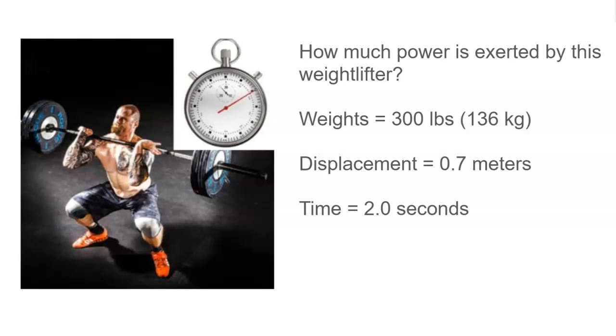Now let's take a look at this weightlifter and answer the question, how much power is exerted by this weightlifter? So let's just say that the weights are 300 pounds, which is about 136 kilograms. This weightlifter does a front squat, which pushes the weight up a displacement of 0.7 meters, and it takes him 2 seconds to lift these weights up. So we're going to use, once again, our power equation. Power is equal to work divided by the time. So the work is force times displacement cosine theta, with the force in the same direction as the displacement, divided by the time t.